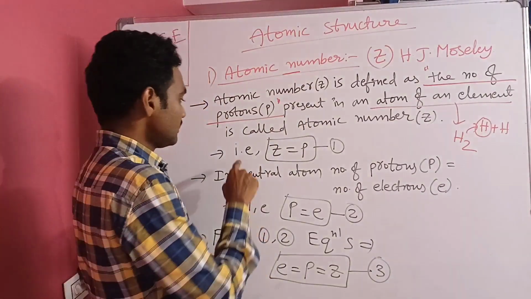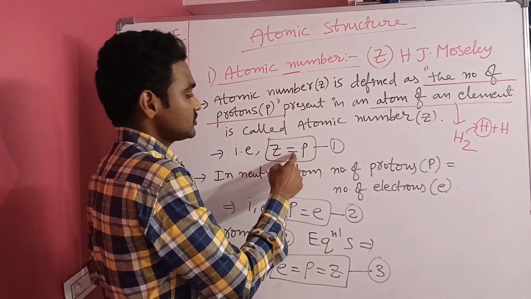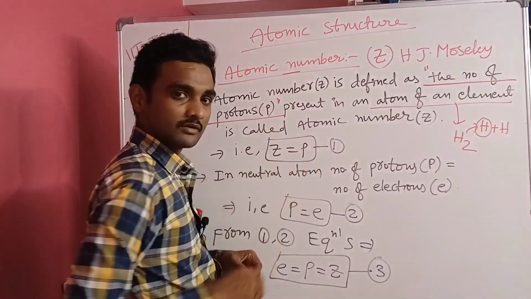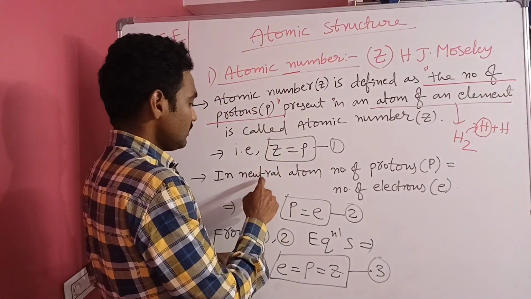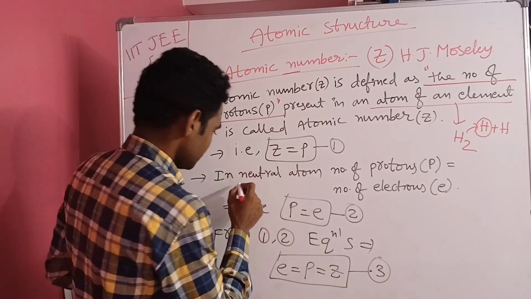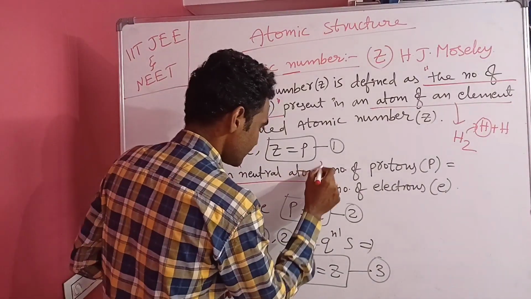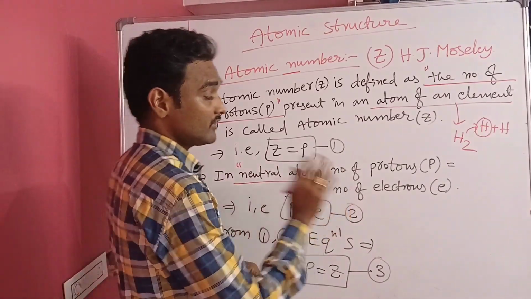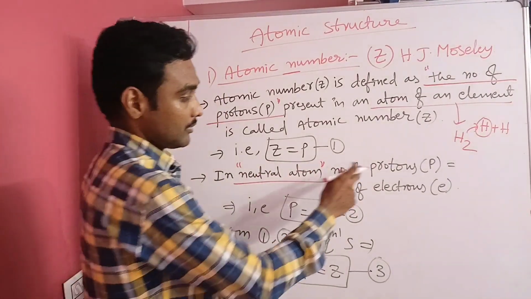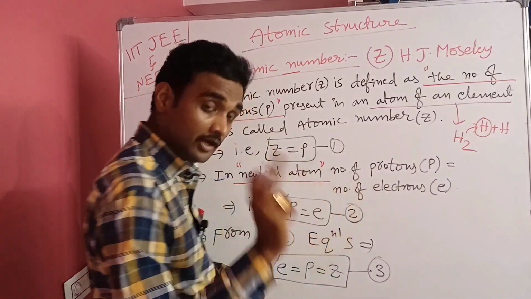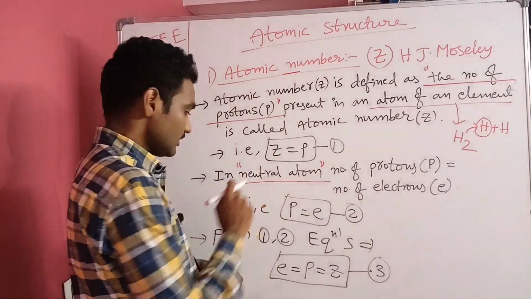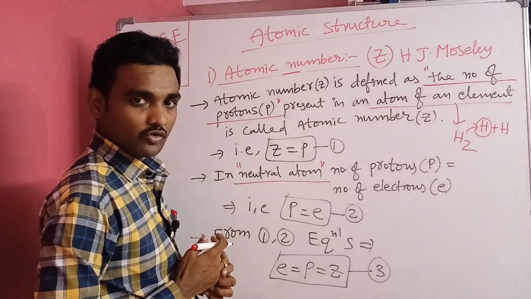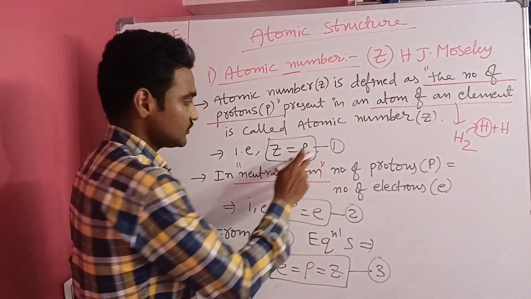Remember, atomic number is equal to number of protons. Z is equal to P. It is equation number 1. Next, in a neutral atom, which is very, very important, the number of protons is equal to the number of electrons. Remember, P is equal to E. It is the second equation.